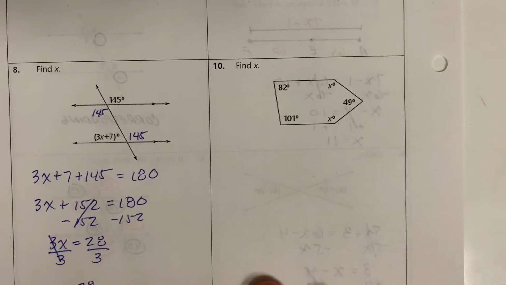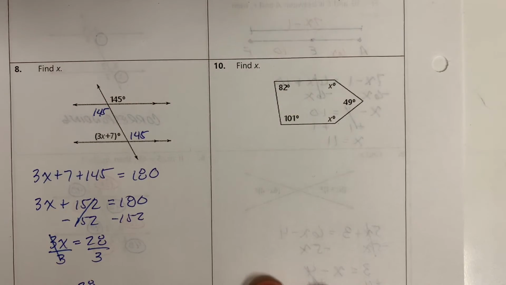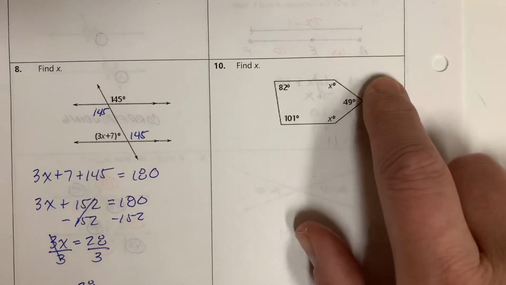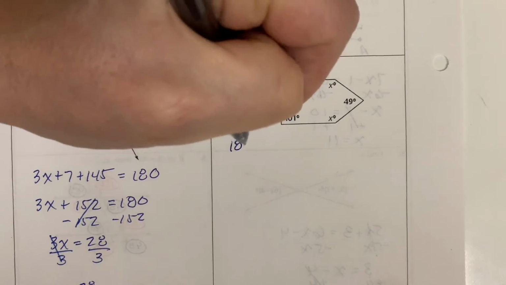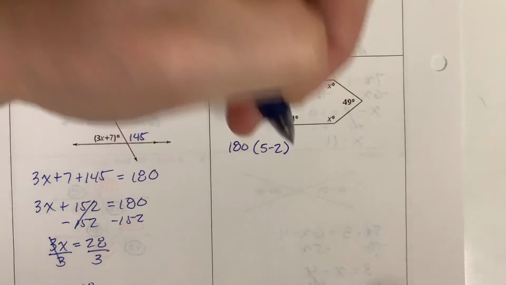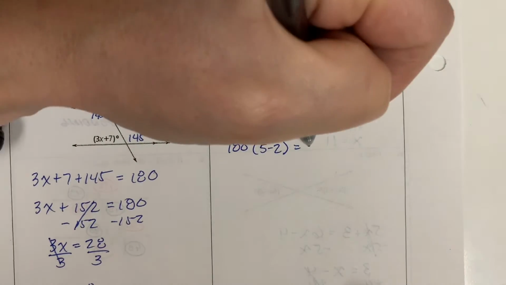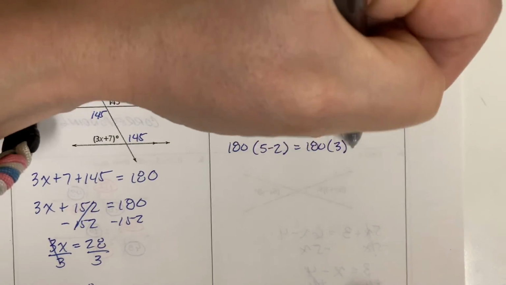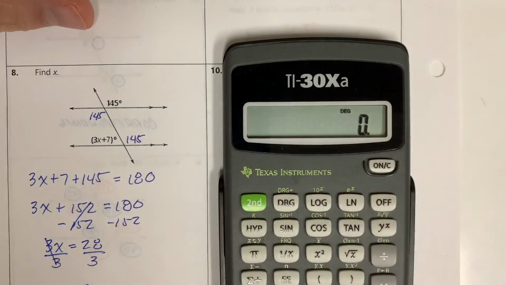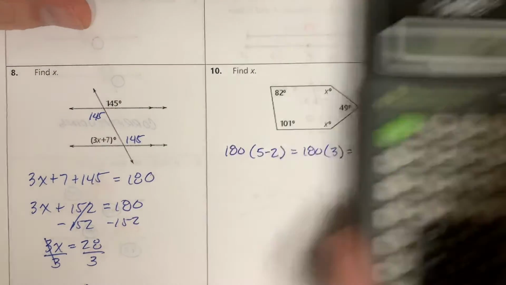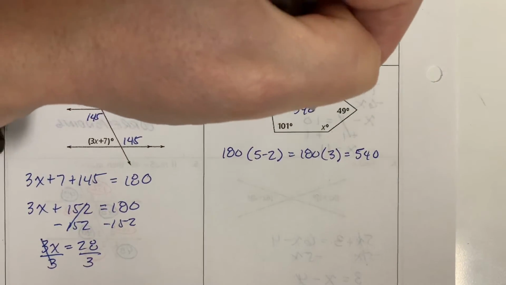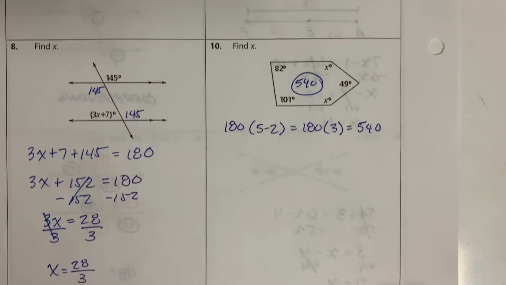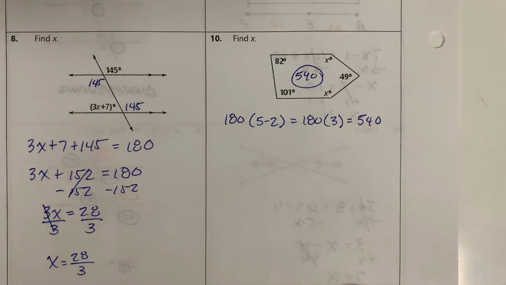And number 10, we have 1, 2, 3, 4, 5 sides. So let's say that we forgot what the degree measure is of a convex polygon with 5 sides. So we could do 180 times 5 minus 2, just like we did up here. Okay, that's 180 times 3, and 180 times 3 is 540. Because we have to know what to set all of these equal to, and now we know, again, there's 540. And we did that in the lesson, but that's okay. You can, if you forget, you can always do it again.